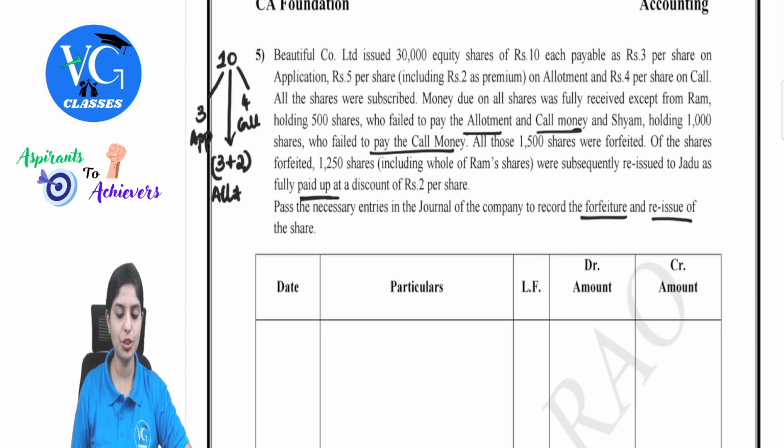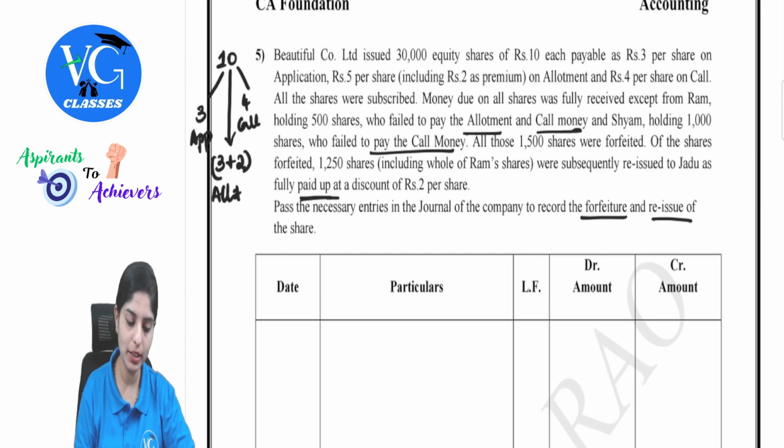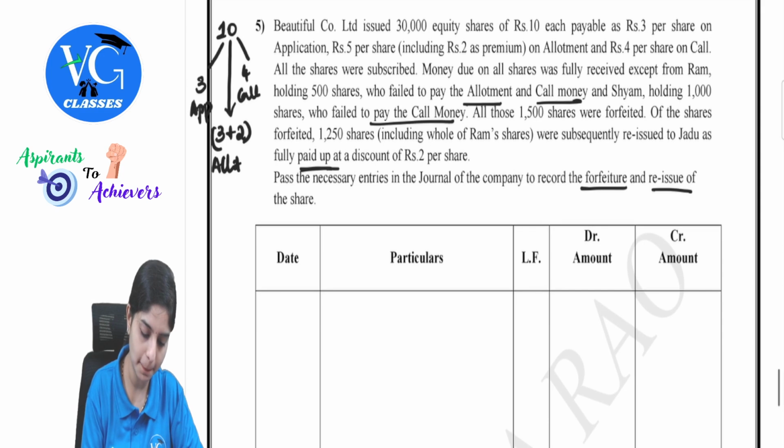Ram, holding 500 shares, failed to pay the allotment money. Now, if you observe, the premium is tagged along with allotment. So, Ram did not pay allotment money altogether. So, here we should be very careful that security premium account will be cancelled. So, how will the reflection of entries be? There are no dates mentioned.